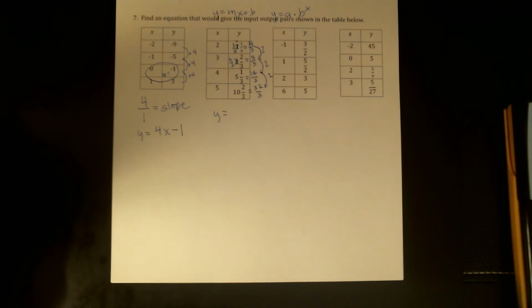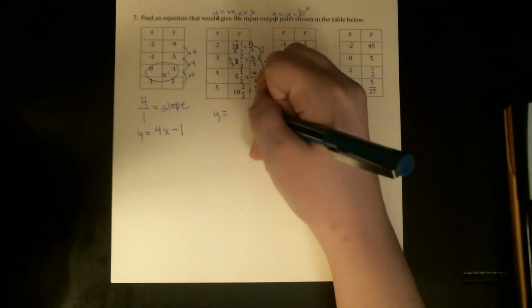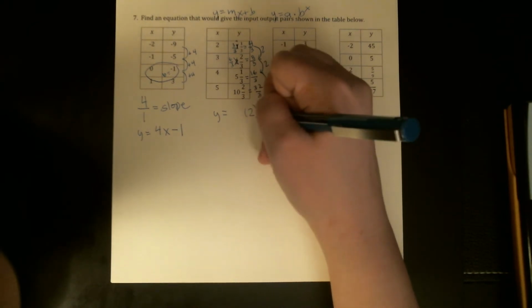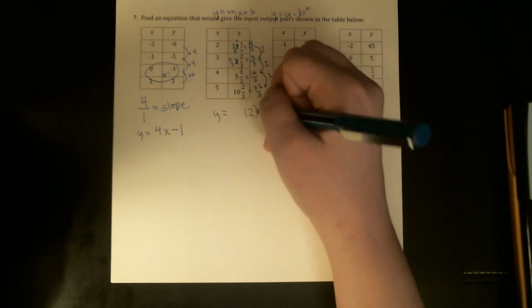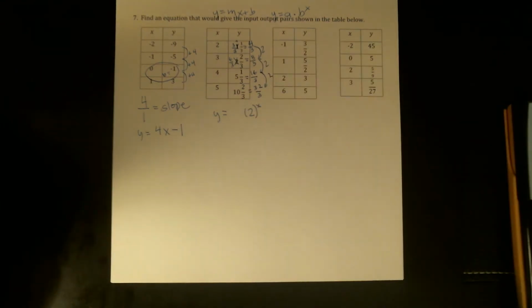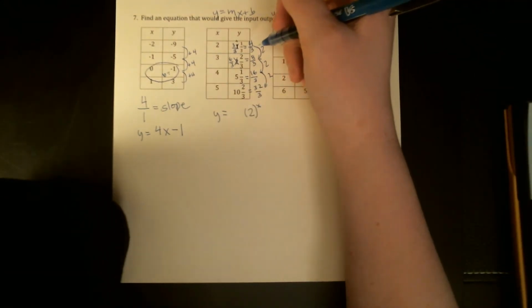The a should be the y-coordinate of your y-intercept, and in this one, the y-intercept didn't show up on my table, so I'm going to have to think carefully about that. The b value did. I'm multiplying by 2 over and over and over again. So every time x increases by 1, y doubles, which means I need to be multiplying it by 2 to the x.